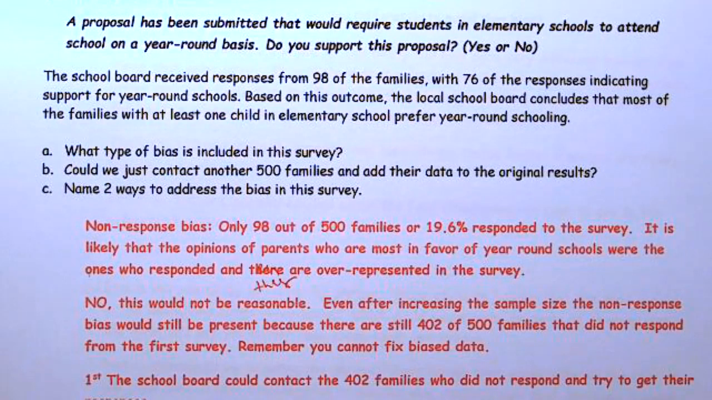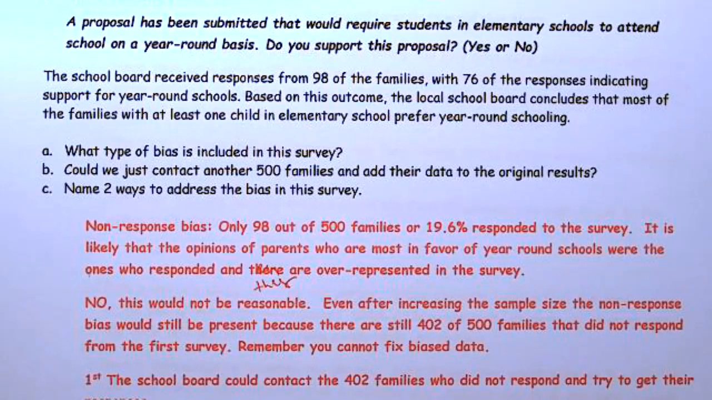B, could we just contact another 500 families and add their data to the original results? That sounds reasonable, except you cannot fix bias. Once you have biased data, it's bad. You have to throw it out and start over. So that is not reasonable. Increasing sample size actually fixes most problems in statistics, makes a lot of things better, but if you have biased data, it doesn't. Consider this.